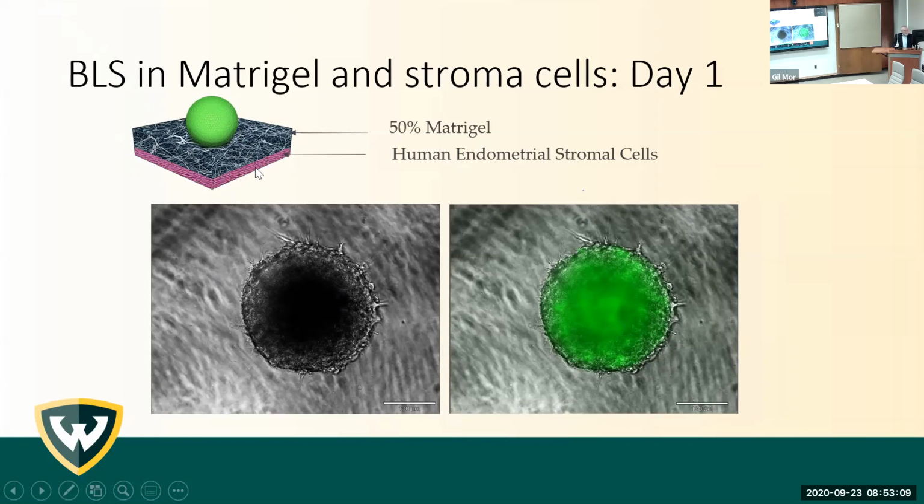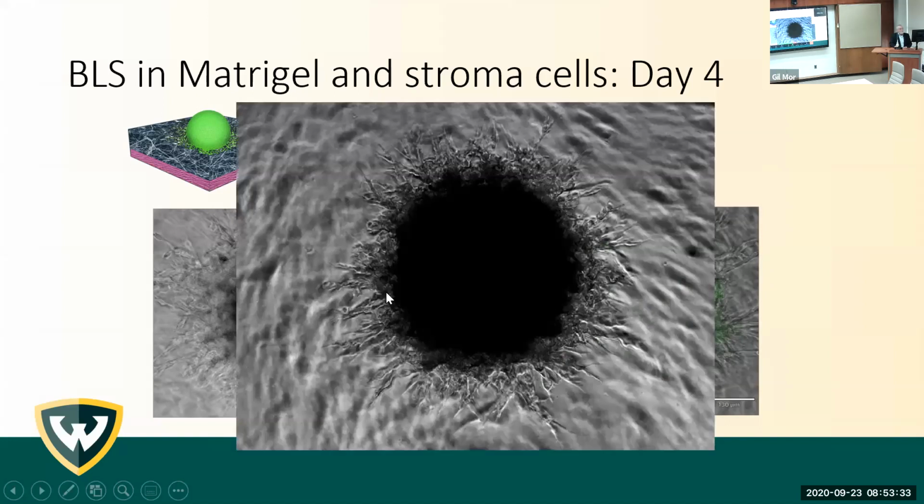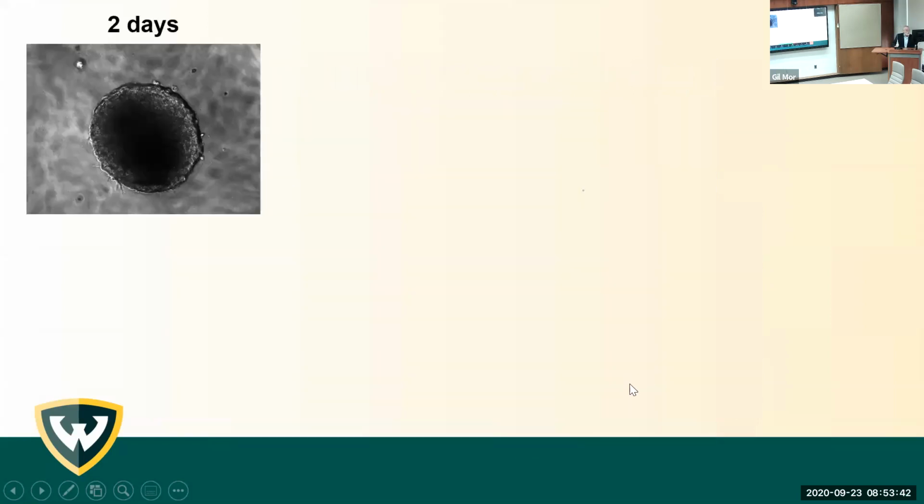So having the stroma cells in the bottom, the matrigel and the blastocyst, this is at the beginning, day 1. Day 4, you can see already that the shape of these blastocysts is changing. There are projections coming from the blastocyst-like structure inside of the matrigel. You can see in another picture, looking closer at the invasion. Look at the projections. They are within the matrigel.